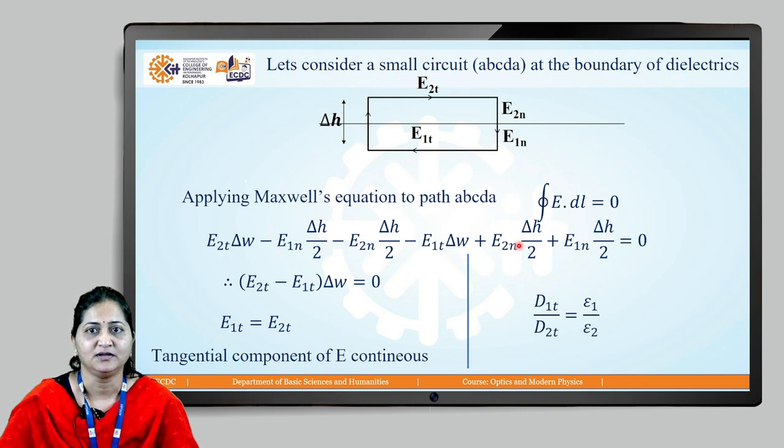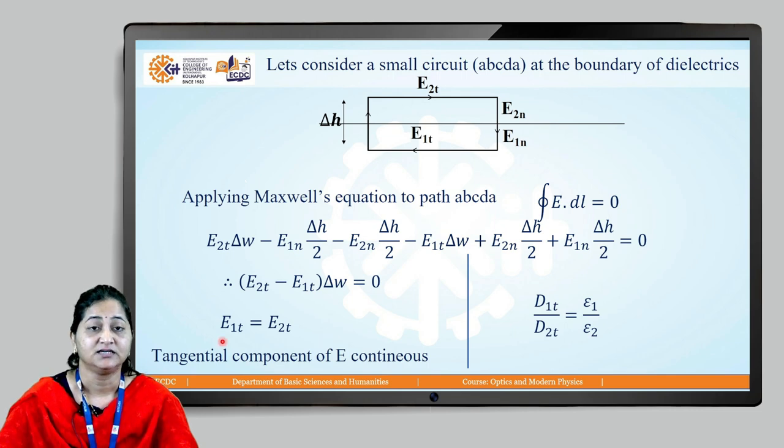Now here the normal components E1n and E2n get cancelled out, and what remains is only the tangential component, that is (E2t minus E1t) into delta w equal to 0. Since path length cannot be 0, we can write E2t minus E1t equal to 0, and the final answer that we get is E1t is equal to E2t.